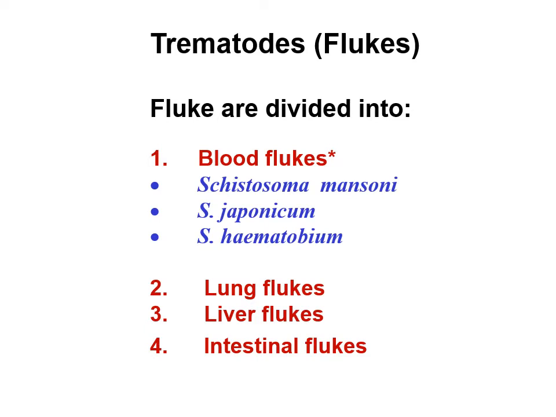At this stage, I would like to say there are also what are known as lung flukes, which we have mentioned, for example, Paragonimus westermani. Liver flukes: we only mentioned Fasciola hepatica, but there is another species known as Fasciola gigantica. Intestinal flukes include Fasciolopsis buski and Heterophyes. Our important trematodes, or flukes, are the blood flukes, which are found in the vascular system.